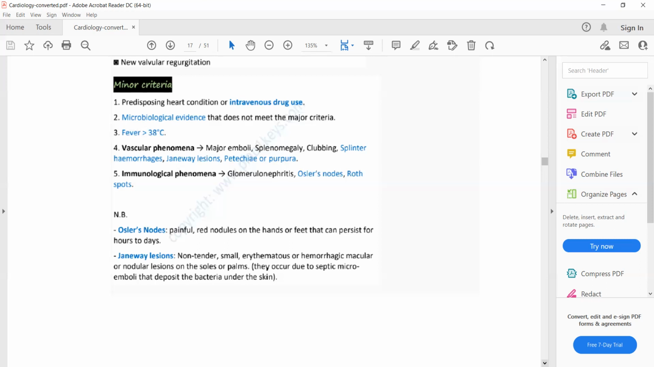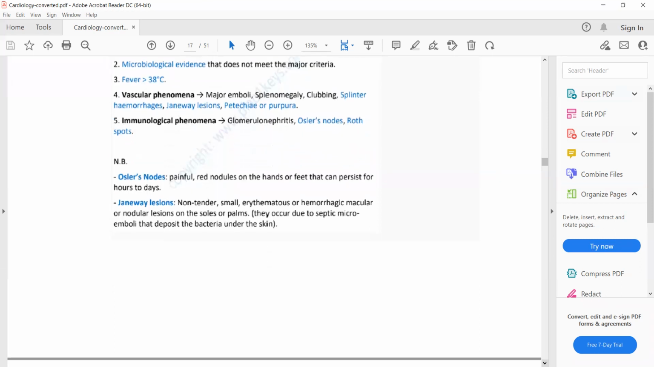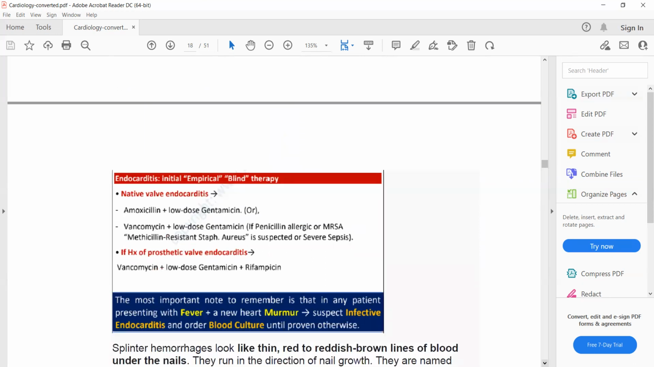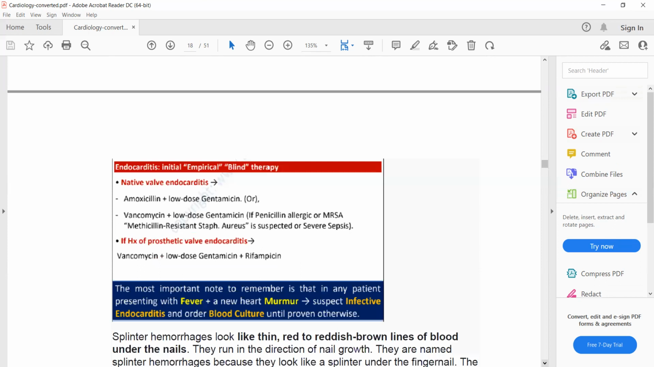So if all five of them are present, then it will make the diagnosis of infective endocarditis, or any three of them along with one major criteria such as positive echocardiogram or a positive blood culture, then it will make the diagnosis of infective endocarditis. So the initial investigation, if you are suspecting a diagnosis of infective endocarditis, is blood culture, and the next investigation is echocardiogram.